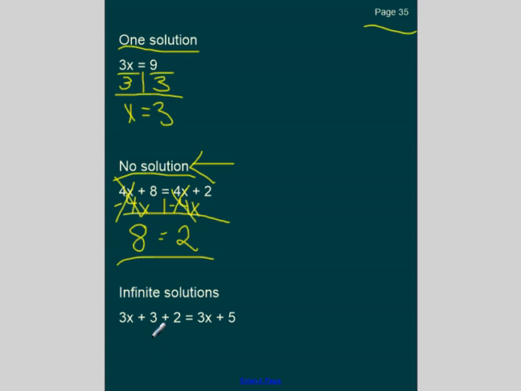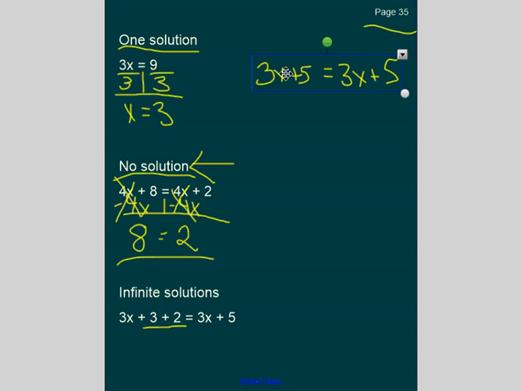Now here's the final example, and this should be an example of infinite solutions. We're going to go through the same process that we learned about yesterday. We have variables on both sides of the equation. This time I have terms that I can combine. So 3 plus 2, that's going to give me 5. And so this left side is going to be 3x plus 5 equals 3x plus 5. At this point, I'm hoping you noticed something about the sides of that equation. Hopefully you noticed that, hey, wait a second, they're equal. 3x plus 5 equals 3x plus 5. You have the same thing on both sides of the equation.